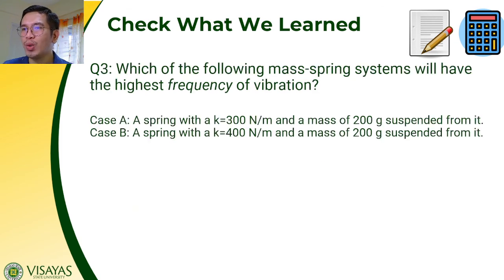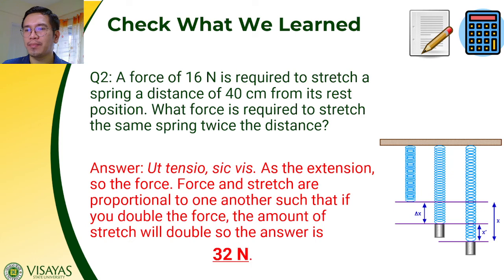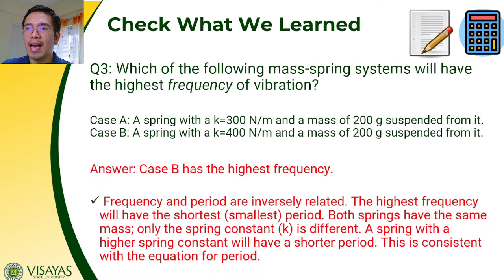Another question for this one, the working formula is T is equal to 2 pi times square root of m over k. But even though we do not compute, we just analyze the 2 cases, we can identify that the one with a higher frequency is case B. But again, for your exam, please make sure that you write first the given, the required, and followed by your solution.